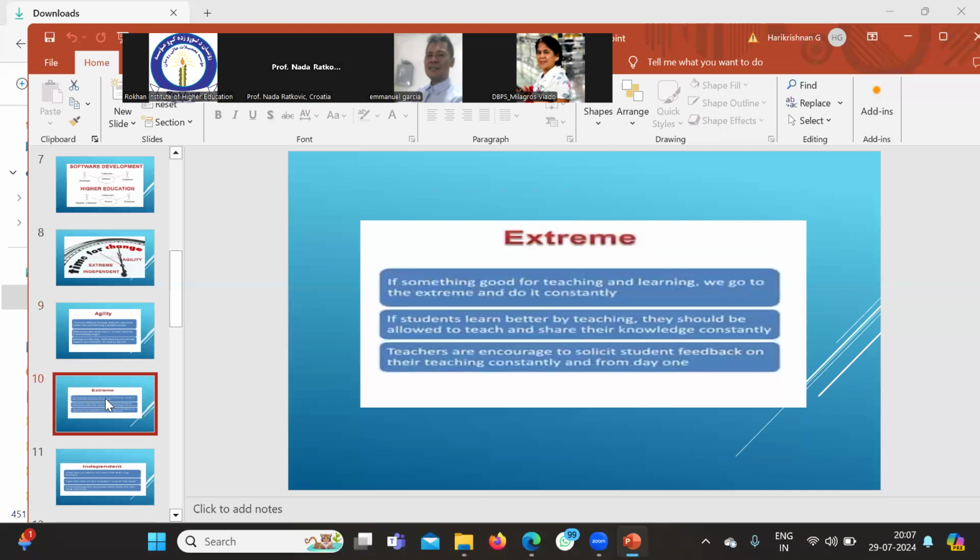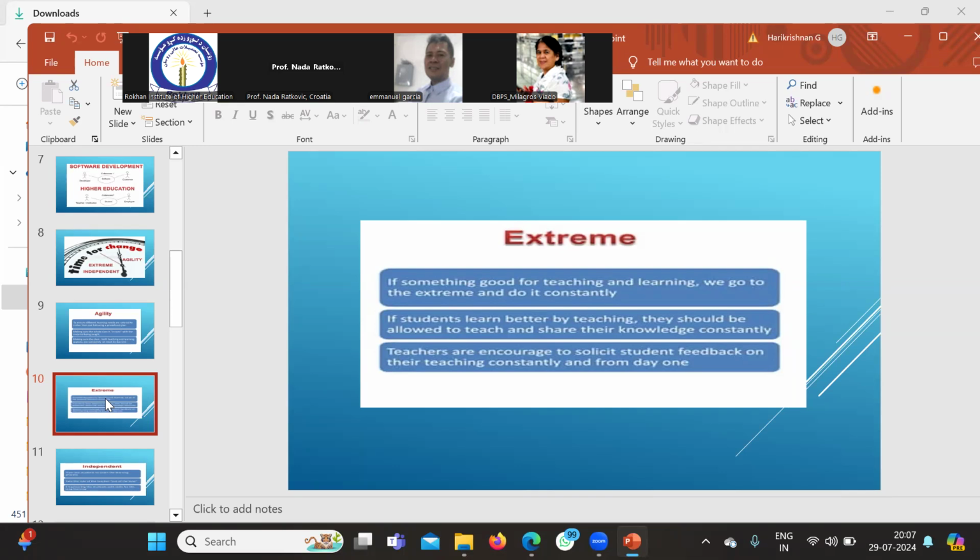That should happen. And extreme: if something is good for teaching and learning, we go to the extreme and do it continuously. That extra-mile attitude should come from the teacher. If students learn better by teaching, they should be allowed to teach and share their knowledge constantly. That motivation should come from the teacher, and should happen inside the class. Teachers should encourage soliciting students' feedback on the teaching constantly and from day one.